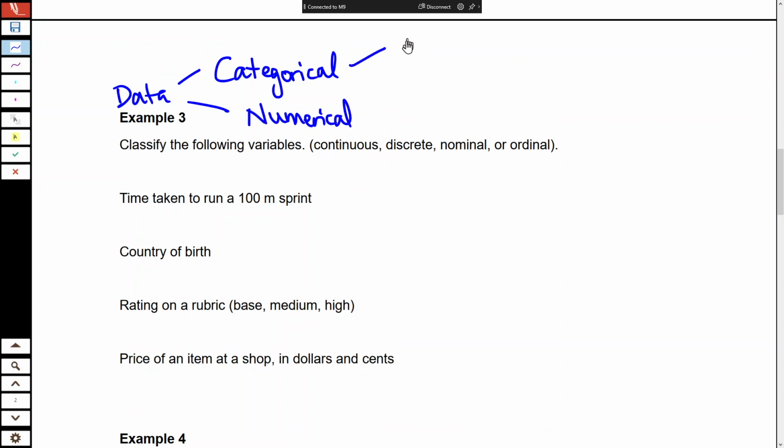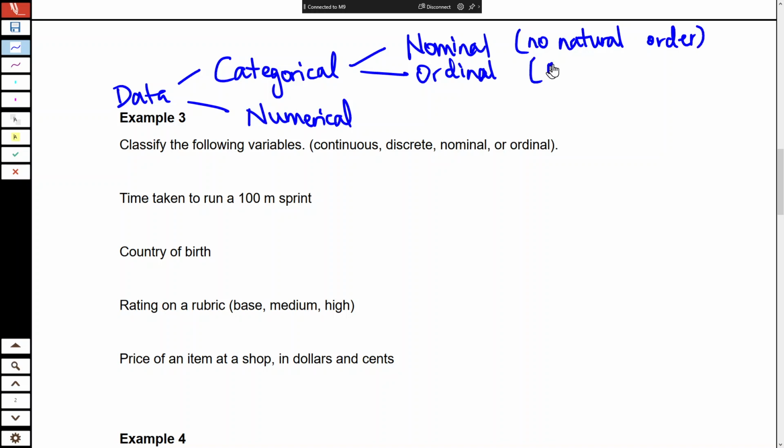So there's 2 types of categorical data. There's nominal and ordinal. With nominal data, there's no natural order to the categories. And with ordinal data, there's a natural order. Similarly, for numerical data, there's discrete data and there's continuous data. It's not easy to define the distinction between discrete and continuous.